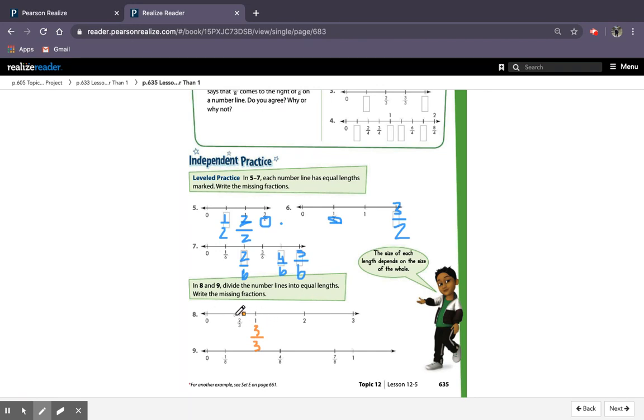Okay, so between 0 and 1, I have to put in my 1/3 because I have 1 space here, 2 spaces, 3 spaces, 3 whole spaces. Next, I'm going to draw my 2 lines because then I already know I have 1 space. Make it a thicker line so you know it's my coloring in. 1 space, 2 spaces, 3 spaces.